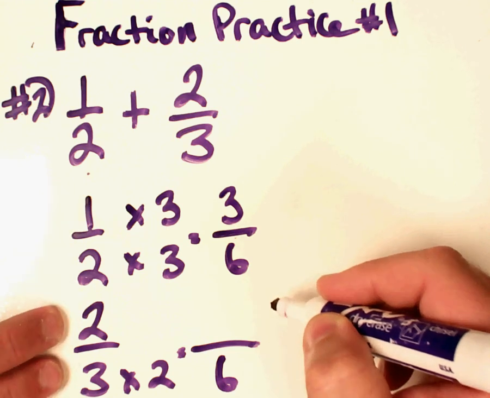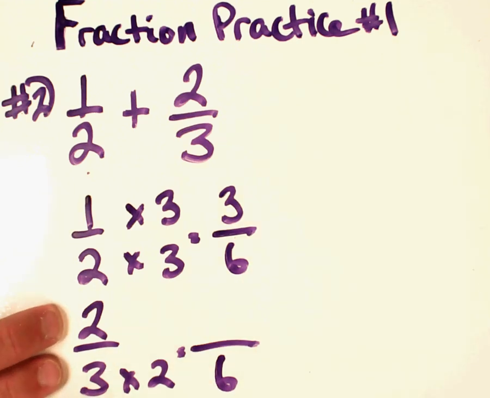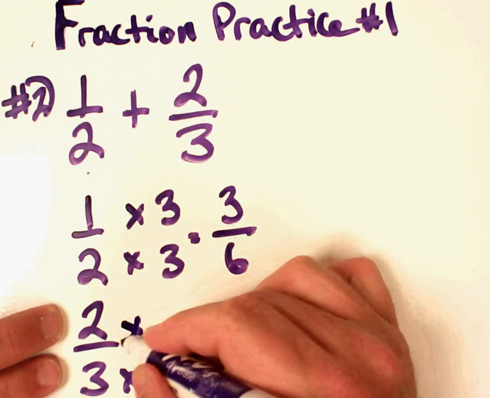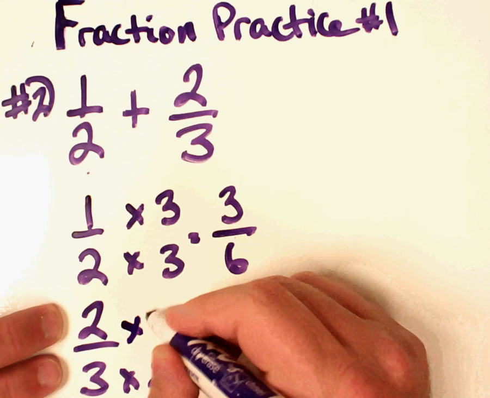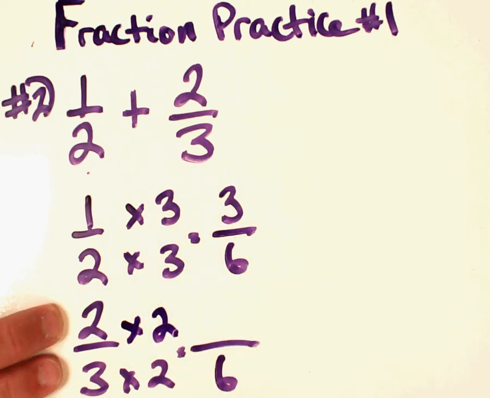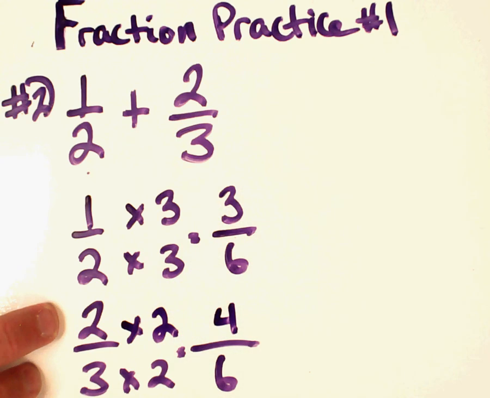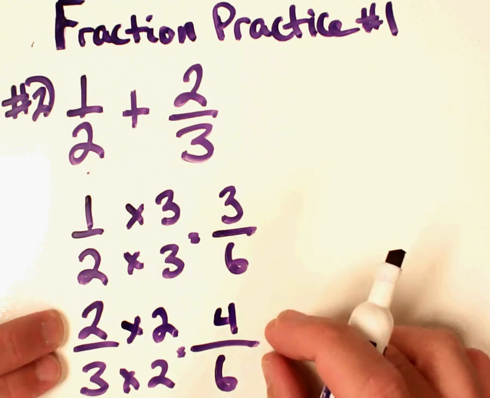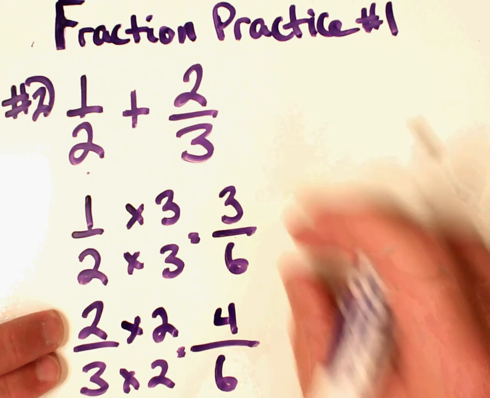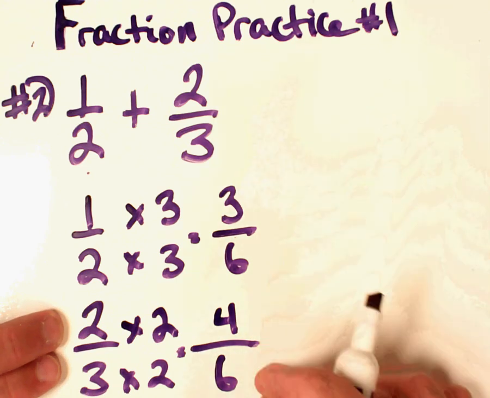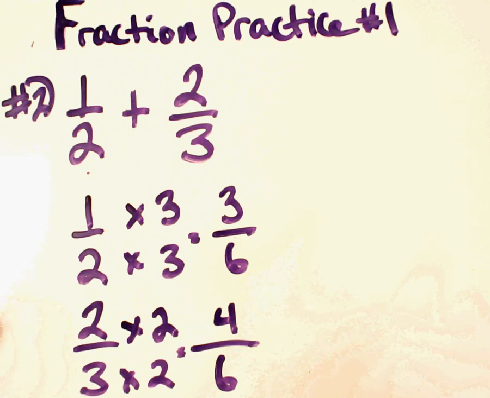For my 2/3, since I multiplied my 3, my denominator, by 2, I must also multiply my 2, my numerator, by 2. 2 times 2 gives me 4. So my equivalent fraction for 2/3 is 4/6. Now I have two fractions with the same denominator, and I can now add them.